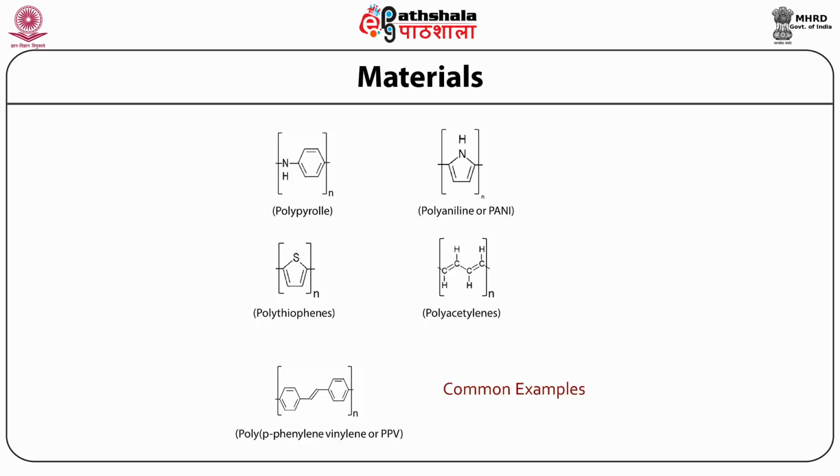polyaniline or PANI, PPV, and polythiophene are very well researched materials due to their suitability for applications. For example, PPV, polythiophene, and their derivatives have been extensively studied for organic solar cell devices as they have quite appropriate light absorption characteristics along with the semiconducting nature.